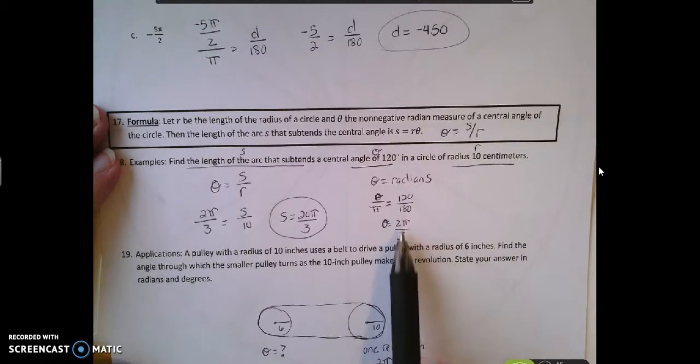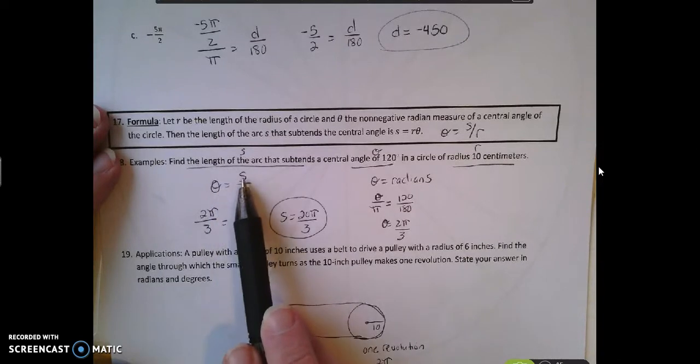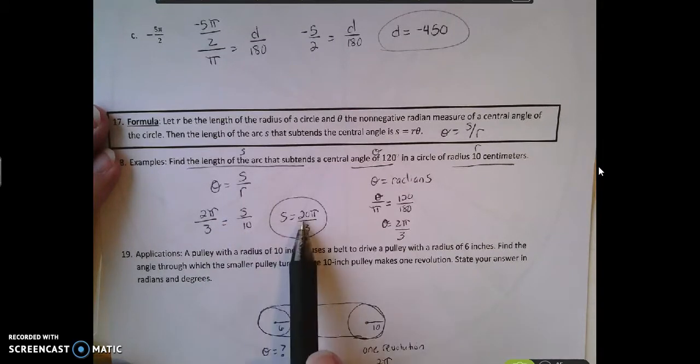Reduce the fraction and I get 2/3 pi. So in this formula, theta is 2/3 pi, S is what we're looking for, and R is 10. So when I cross multiply, I'll get 20 pi over 3.